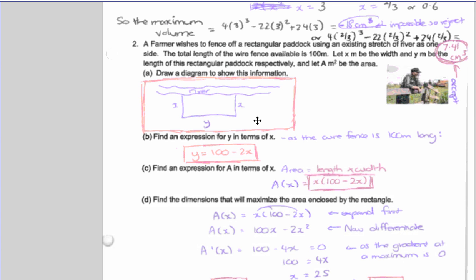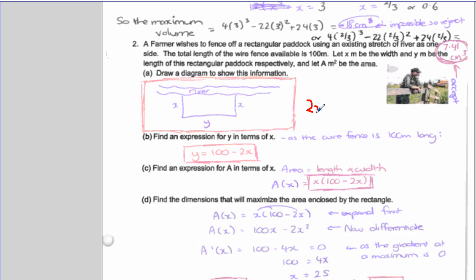Okay, so find an expression for y in terms of x. As the wire fence is 100 meters long, this plus this equals 100 meters. So you could say x plus y plus x equals 100. That's something you could write. Or you could go 2x plus y equals 100. So if 2x plus y equals 100, maybe you want to write that first actually. Let's do that.